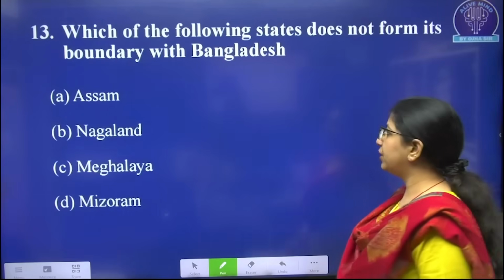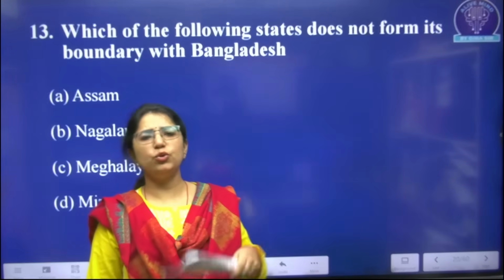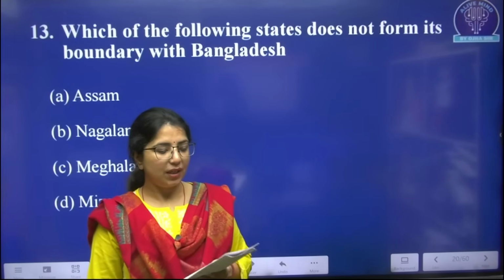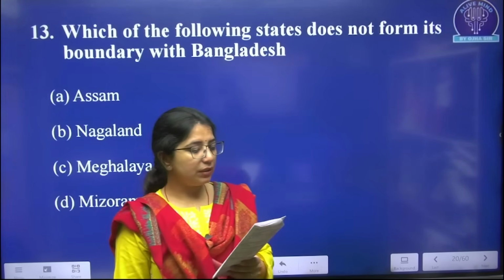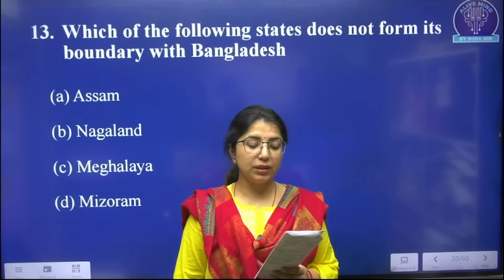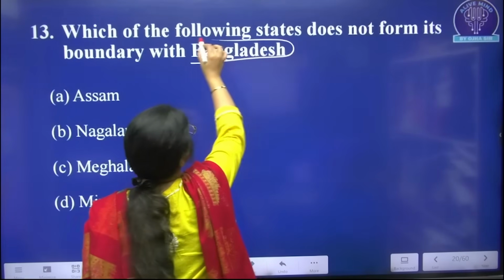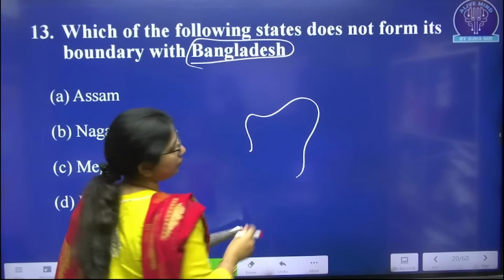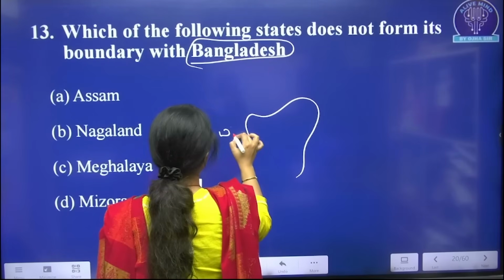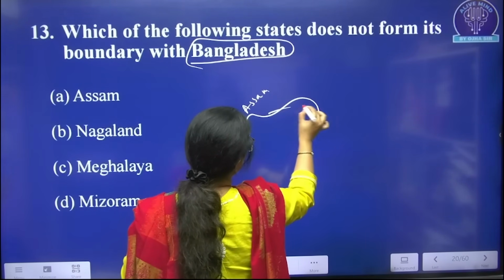Then is question number 13. The questions are easier compared to the other topics just because it's the first chapter of Indian geography. Which of the following states does not form its boundary with Bangladesh? Now they are asking with respect to Bangladesh. So the states here are West Bengal, Assam, and here it's Meghalaya.